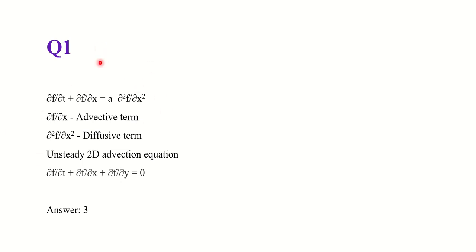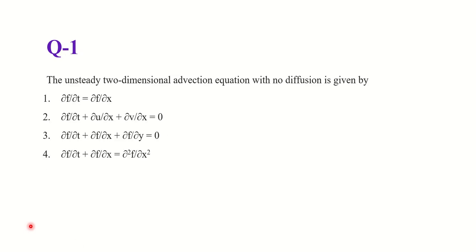For the same thing, when we are extending it to two-dimensional, okay, before two-dimensional, let us ignore the diffusion term. So the RHS term becomes 0. So then it would be dou f by dou t plus u into dou f by dou x is equal to 0. When we are extending it to 2D equation, what would happen? Dou f by dou t plus dou f by dou x plus dou f by dou y is equal to 0. So the answer to this question is option 3. So I hope this is clear.